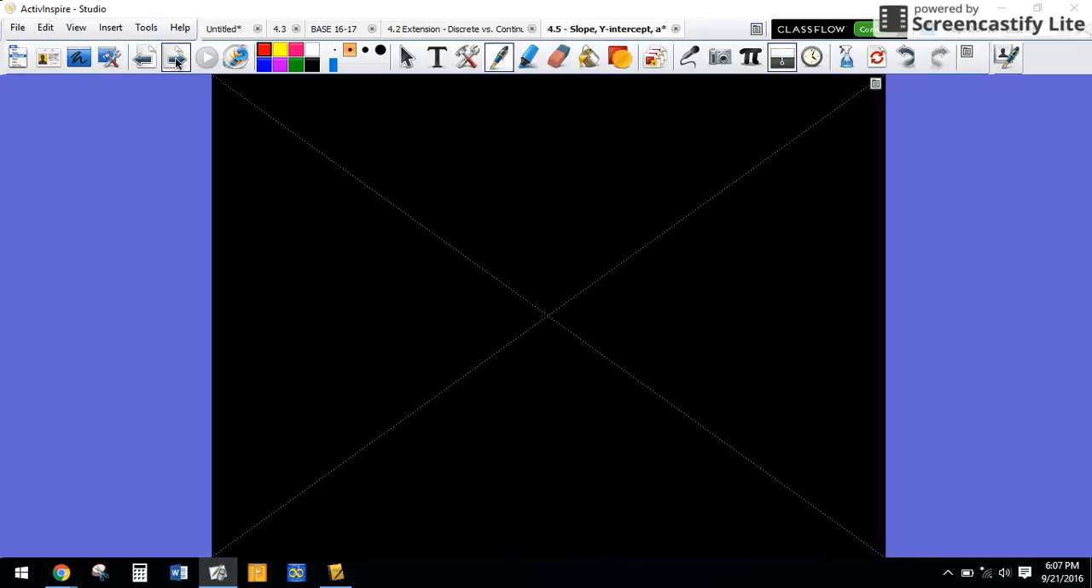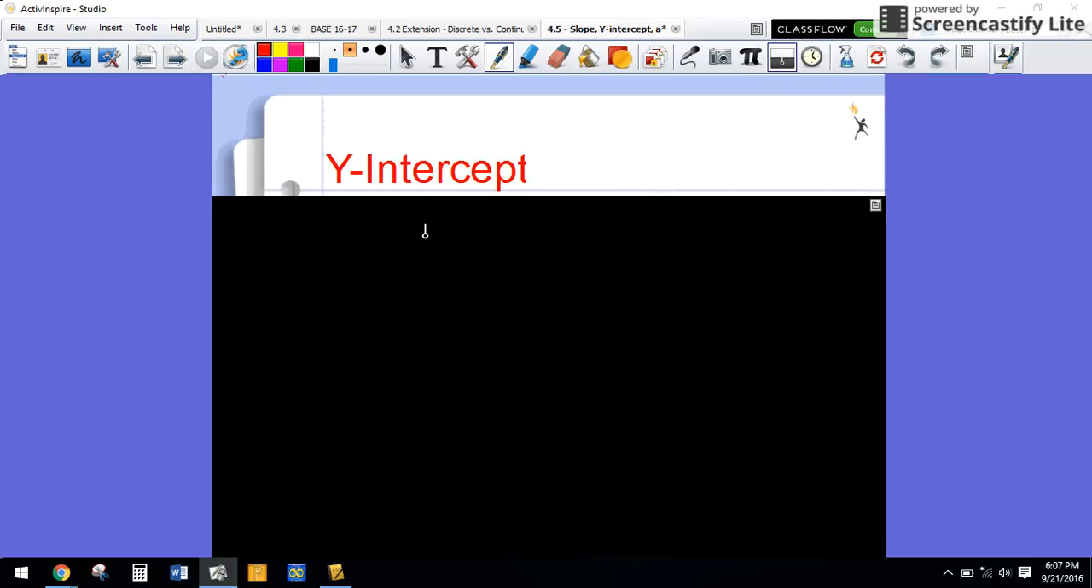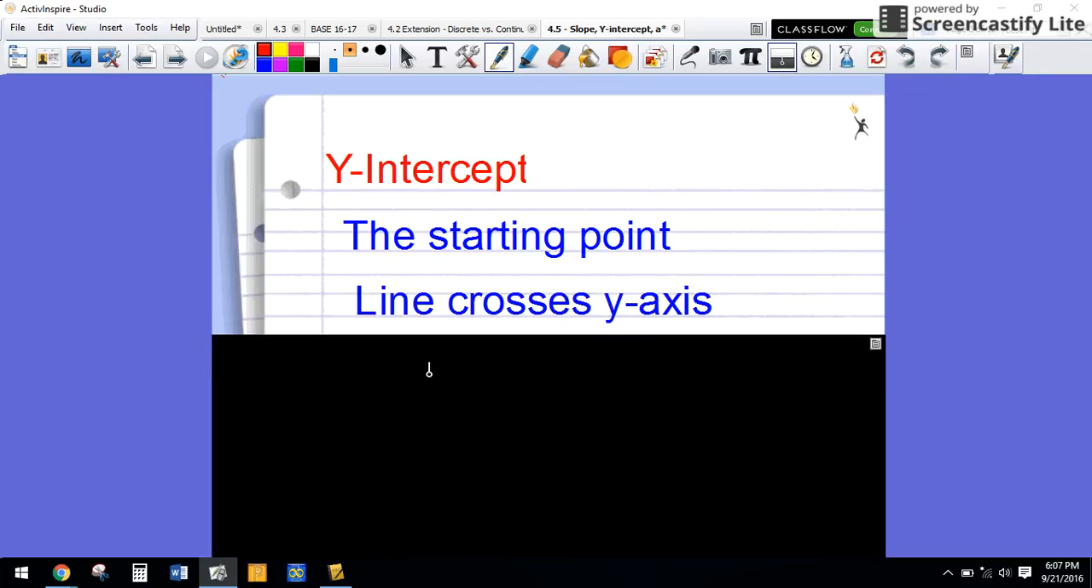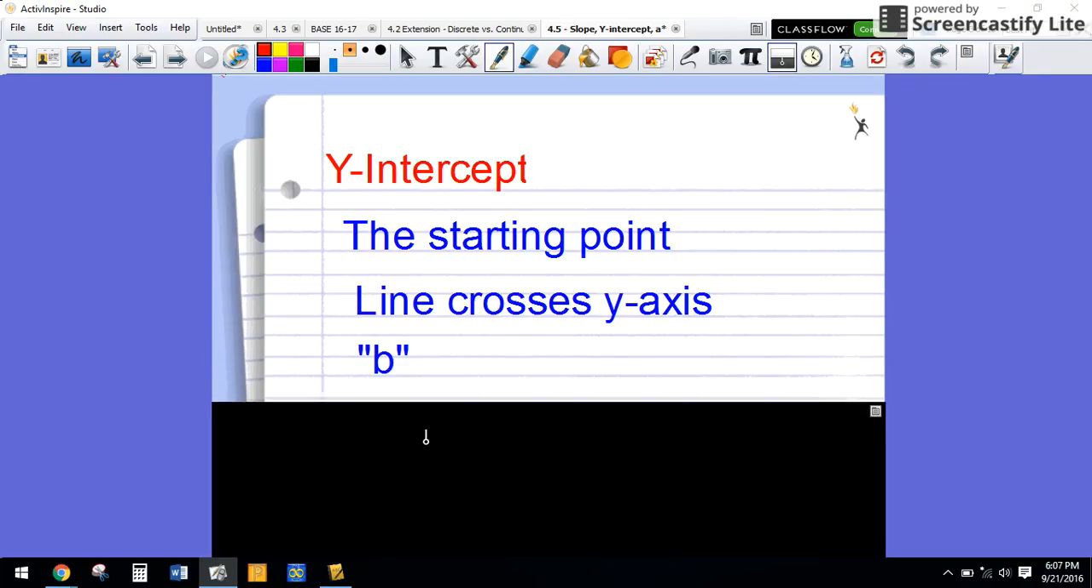Next, as we discovered on Friday, we have something called the y-intercept. Intercept is a word that means to cross. So the y-intercept is the starting point. It's where the line crosses the y-axis, and the letter we use for this is b. Do not ask me why, but it's the letter we use.